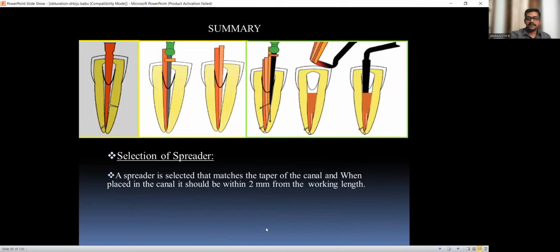So again, I'm just going into the summary of this lateral condensation technique.